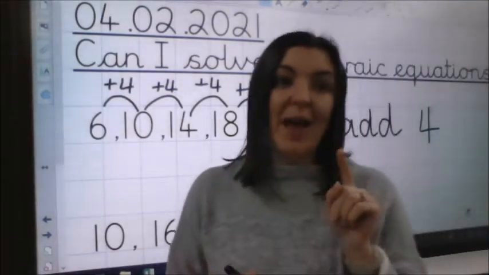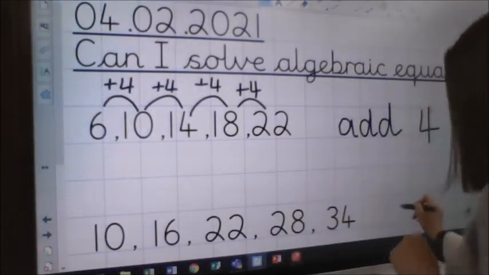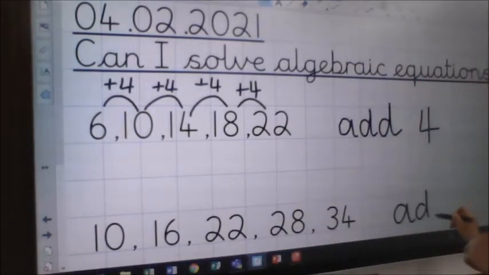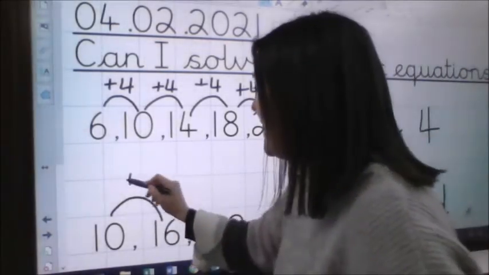So the first thing then that I would have done is I can tell that it's going up because the numbers are getting bigger. So again, it is an add. So then 10, 11, 12, 13, so add 6.